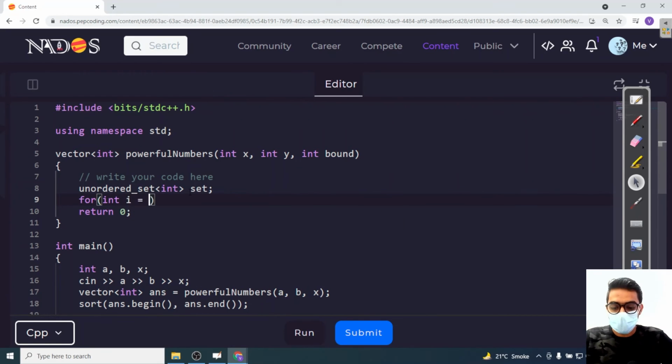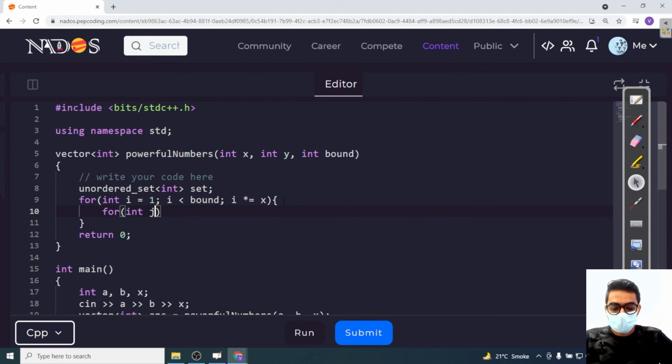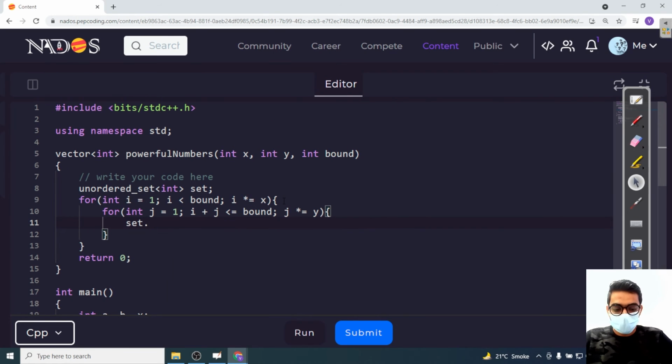So I is starting from 1, I is less than bound, and I multiply equals to x. Now starting our j loop from 1, and if I plus j is less than or equal to bound, then this I plus j makes some combinations, and it is true for us, and updating our j as multiplication equals to y. Now inserting this I plus j combination into our set, so it gives us our answer.